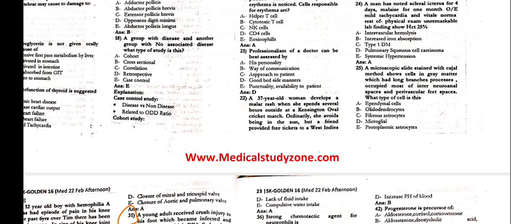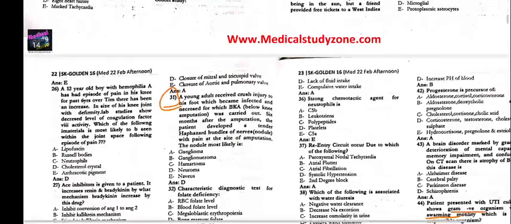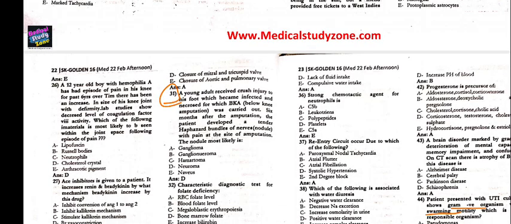Next, 25, a microscopic slide stained with the Cajal method shows cells in the gray matter which had long branching processes occupying most of the internal neuronal space in the perivascular space. Which type of cell is this? That is protoplasmic astrocytes. Next, question number 26, a 12-year-old boy with hemophilia A has had episodes of pain in the knee for the past 6 years. Over time there has been an increase in size of his knee joint with deformity. Lab studies show decreased level of coagulation factor.